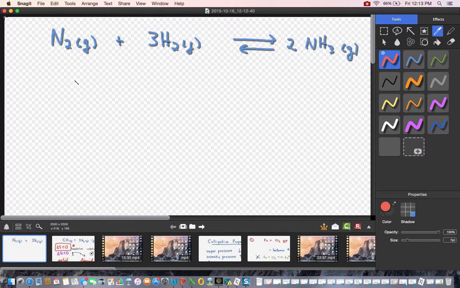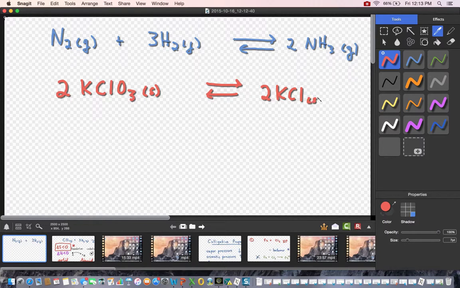let's do this reaction. Let's do 2KClO3 solid breaking down to 2KCl solid plus 3O2, and that is a gas.